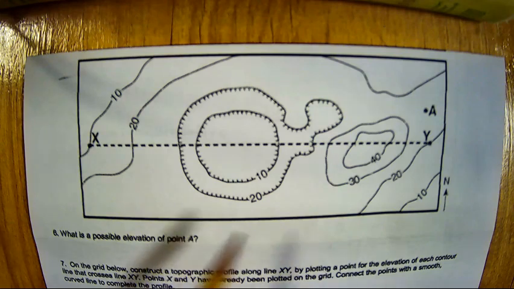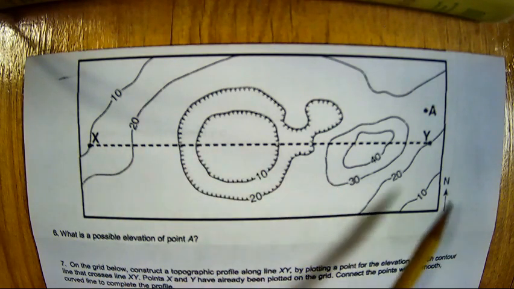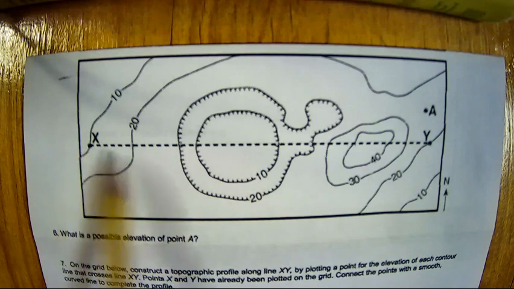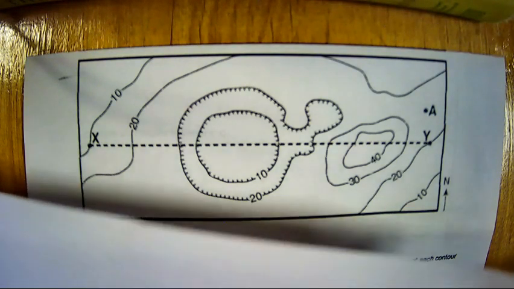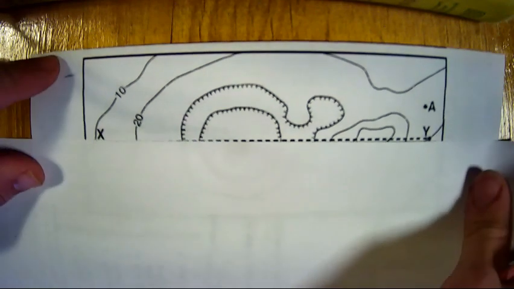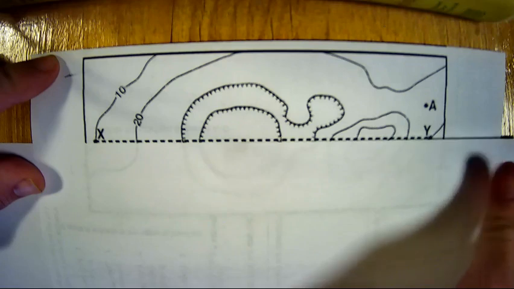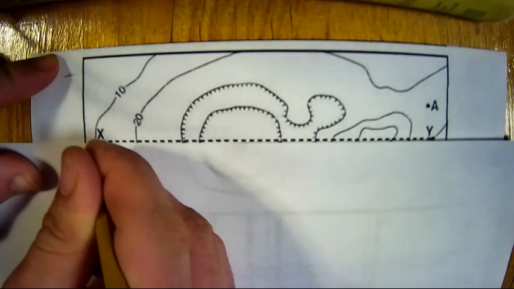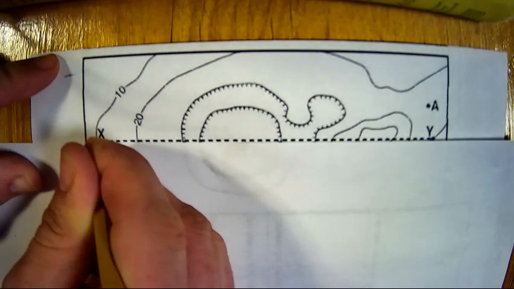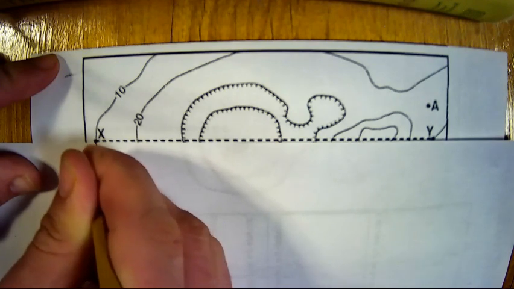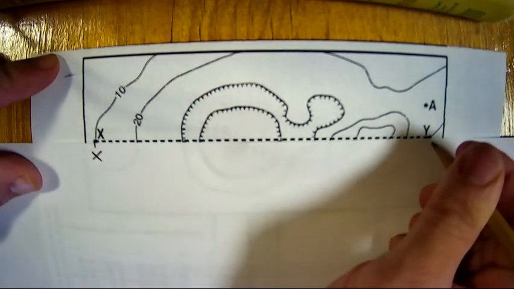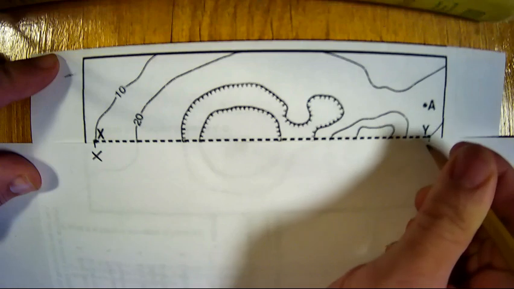All right, let's take a look at our topographic map here and try and make a profile along line X, Y. So the first thing I'm going to do is take my scrap paper and line it up right here just along X and Y. All right, I'm going to start by labeling X and Y.